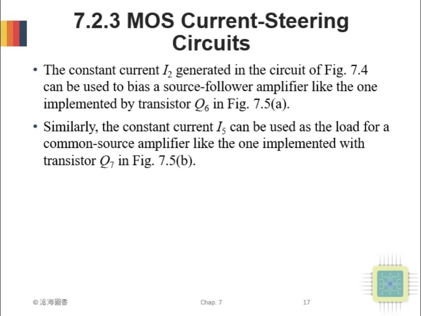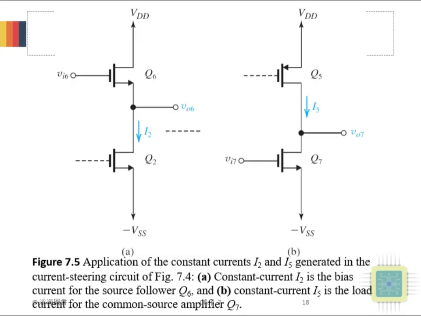The constant current I_2 generated in the circuit of Figure 7.4 can be used to bias a source follower amplifier like the one implemented by transistor Q6 in Fig. 7.5a. Similarly, the constant current I_5 can be used as a load for a common source amplifier like the one implemented with transistor Q7 in Fig. 7.5b. Figure 7.5 shows applications of the constant currents I_2 and I_5 generated in the current steering circuit of Figure 7.4, where A, constant current I_2 is the bias current for the source follower Q6, and B, constant current I_5 is the load current for the common source amplifier Q7.